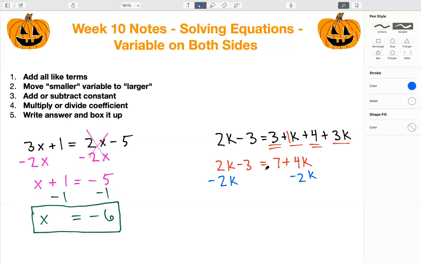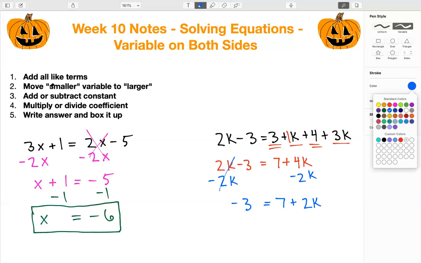And we must do the same thing on the right side of the equal sign. That goes away. And then now we're left with negative 3 equals 7 plus 2k. Now we are going to add or subtract the constant.